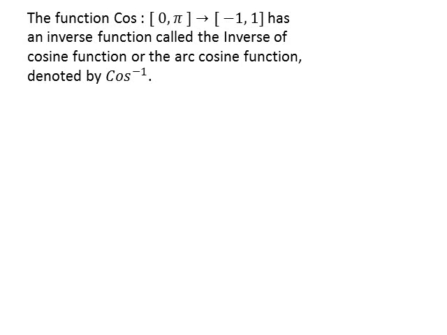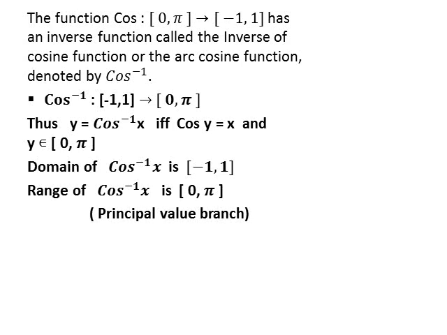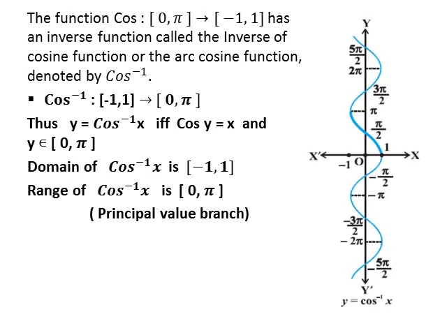So its inverse exists and it is also known as arc cosine function. Cos inverse is defined from closed interval minus 1 to 1 to closed interval 0 to pi. Domain of the cos inverse x function is closed interval minus 1 to 1 and range of cos inverse x function is closed interval 0 to pi, which is known as principal value branch. This is the graph of cos inverse x function.